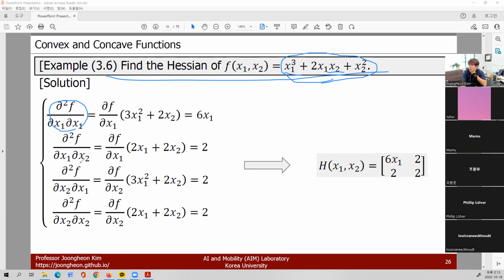You are doing the derivation with x2 and x1. You are doing the derivation with x1 first, and then x2. You are doing the partial derivation with x2 2 times. So you have 4 different types of the Hessian computation.